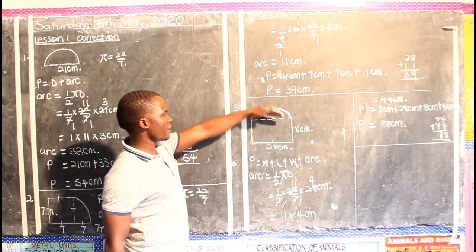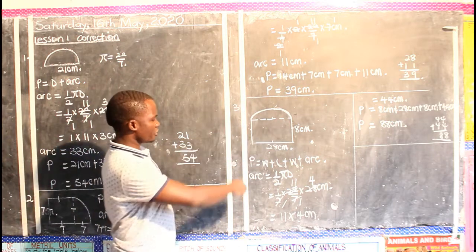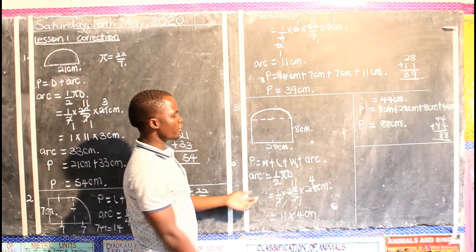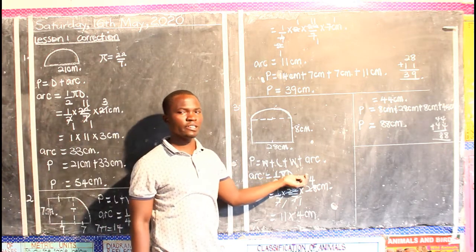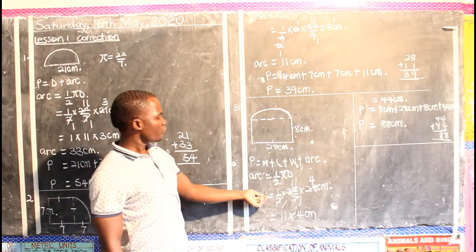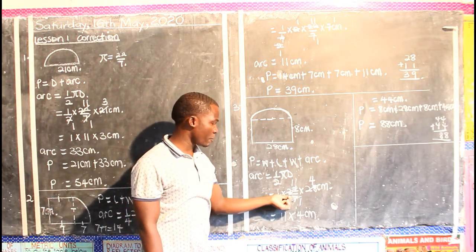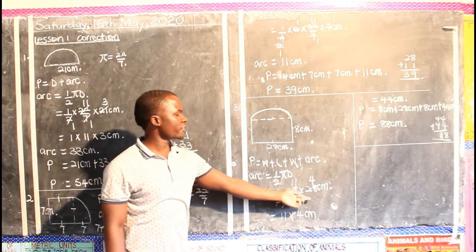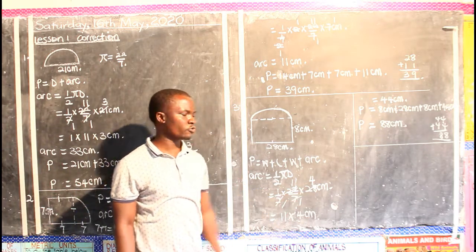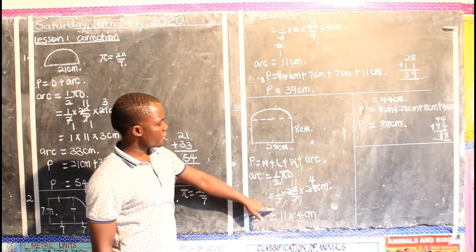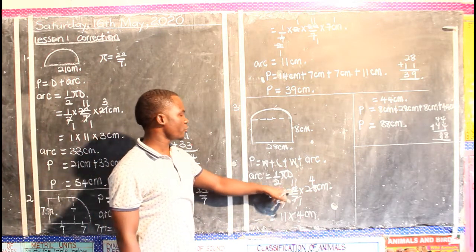And this arc here is got from a semicircle. So we say arc of a semicircle. Arc of the semicircle equals a half pi d. Come down and now substitute. This is now a half times the pi, we are using 22 out of 7, times the diameter, which is 28 centimeters. When we simplify, we get divided here by 2 once, by 2, 11.